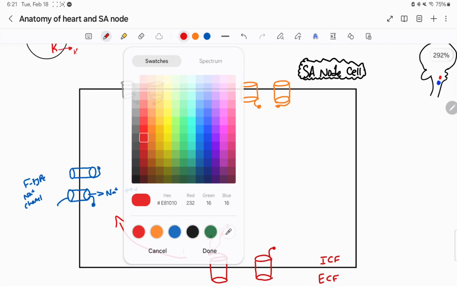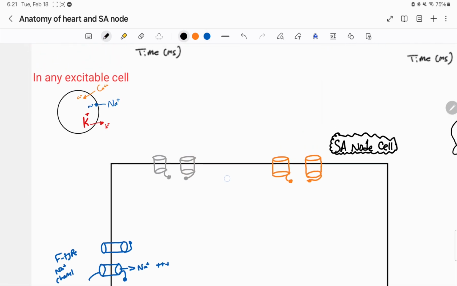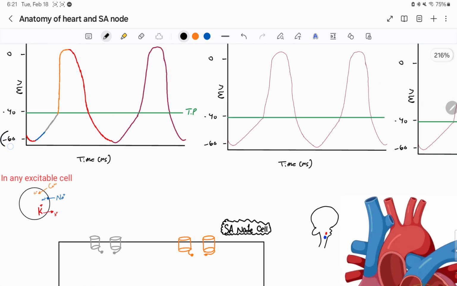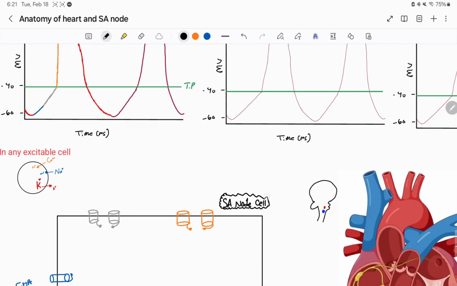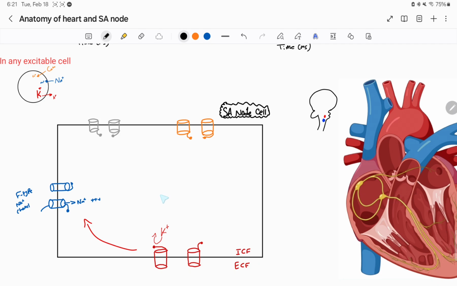Okay? So remember how we said we start around negative 60? Well, we start around negative 60, and the sodium channels open up. So once the sodium channels open up, maybe we're around negative 55 millivolts now. And this sodium will come in and make the membrane depolarized to around negative 55. Okay, just a hypothetical number.